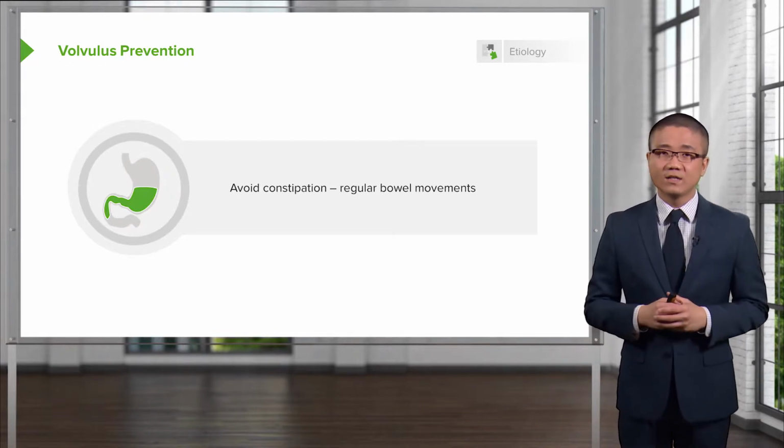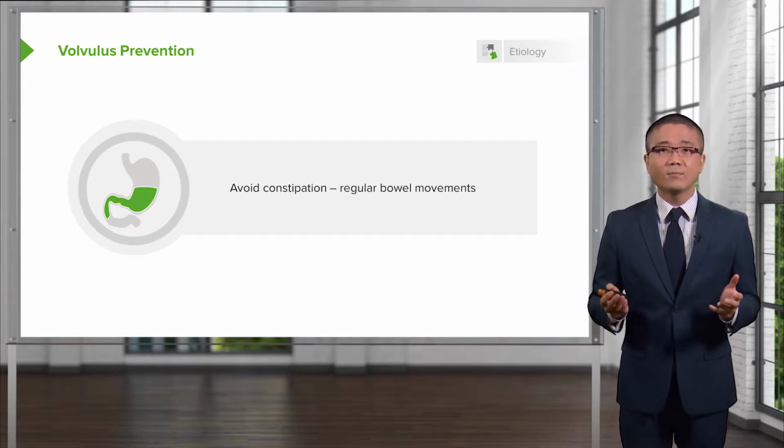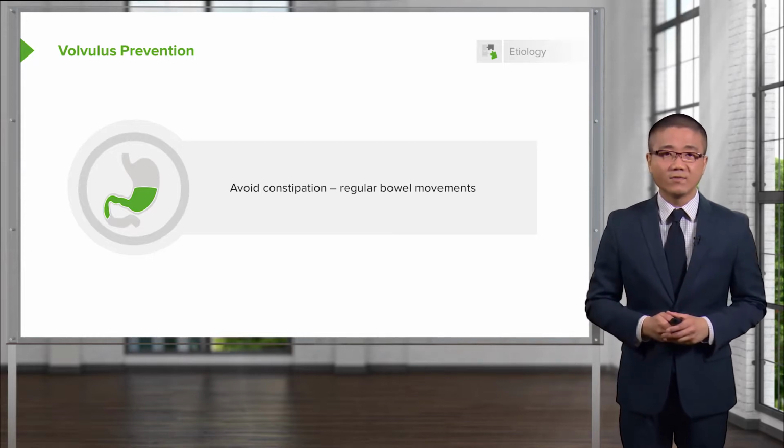How do we prevent volvulus? We avoid constipation and have regular bowel movements. Aside from that, there's not much you can do. Why? Because there's an anatomic reason why the patient develops volvulus.